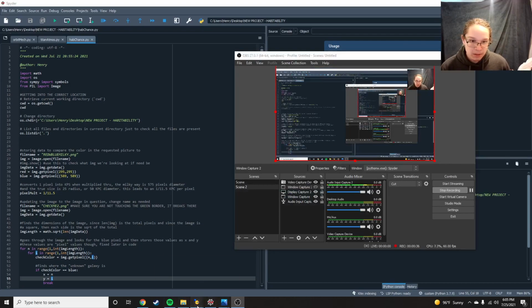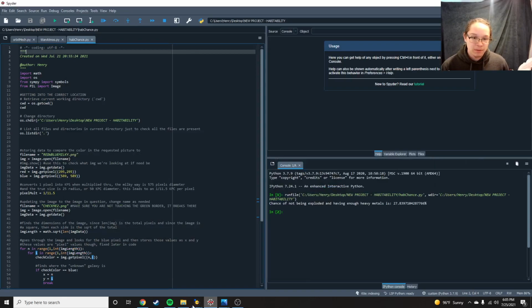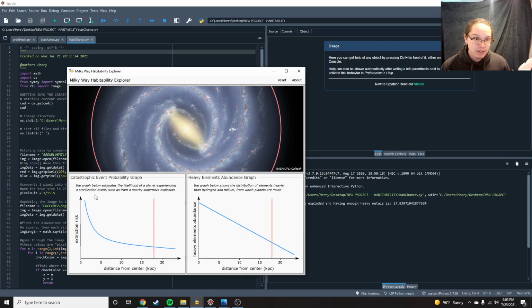Yep, that's the button. So it's this, which you can see. I'm going to just get rid of that. But it has these cool little slopes to it. And as you move these back and forth, you can see how likely you are to have an extinction event and how likely you are to have enough heavy metals to make a planet. And here's where we are, where the sun is.